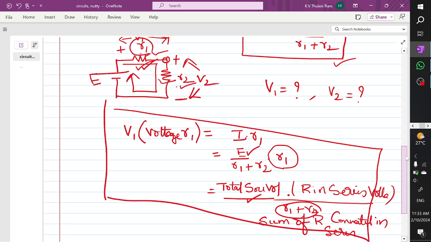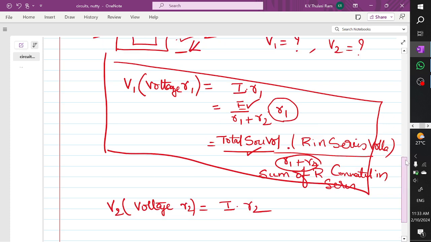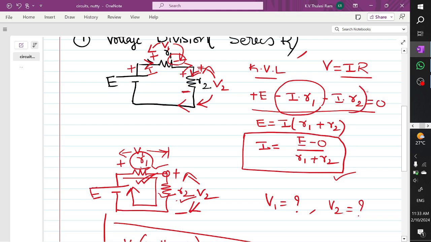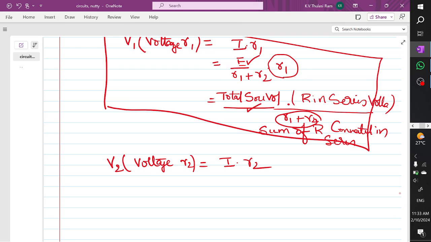find the voltage across V2. So what is the voltage across V2? The voltage across the resistor R2 is equal to, how can I write it down, the current I into R2. From here we already applied KVL, we are very clear. So this is nothing but the voltage across R2. So that is equal to, what is the formula of I? Already we had done it, which is E divided by R1 plus R2, into R2.